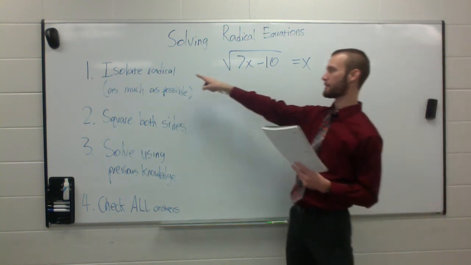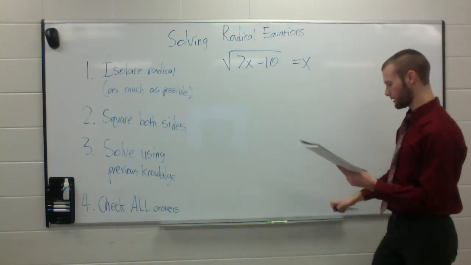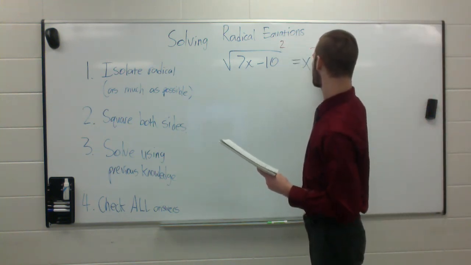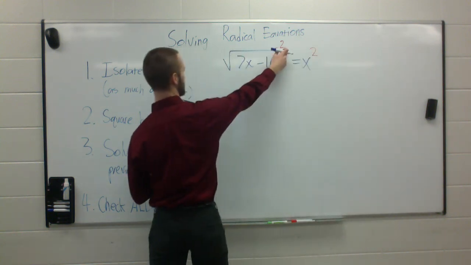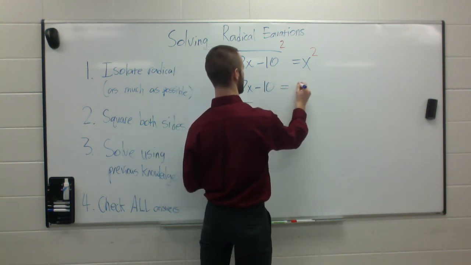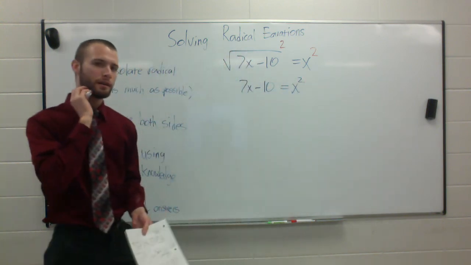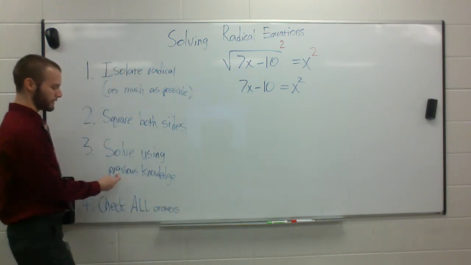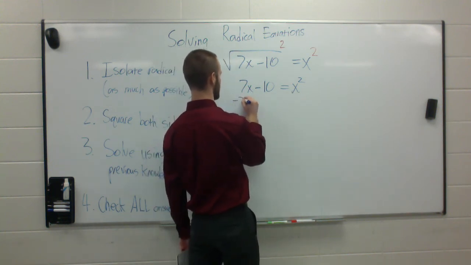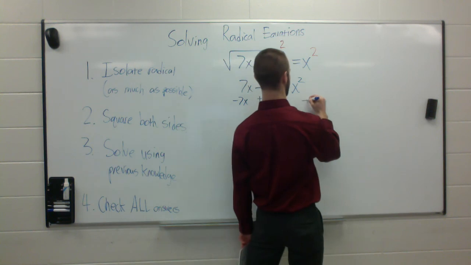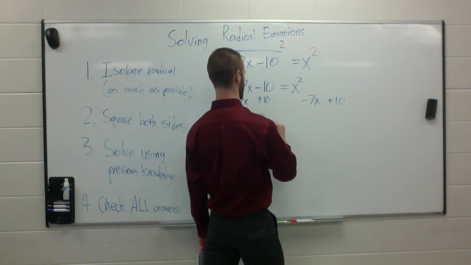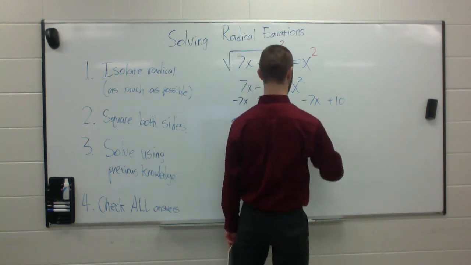So, do we have a radical isolated? We do. So we can go ahead and square both sides. And this one was nicer because the radical cancels here, so we have 7x minus 10 equals x squared. Now, again, we're dealing with a quadratic equation, so we know with quadratics we have to set them equal to 0. So I'm going to subtract 7x and add 10 to both sides. Now I have 0 equals x squared minus 7x plus 10.